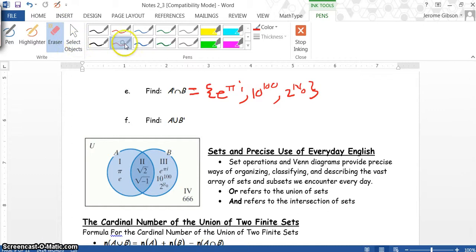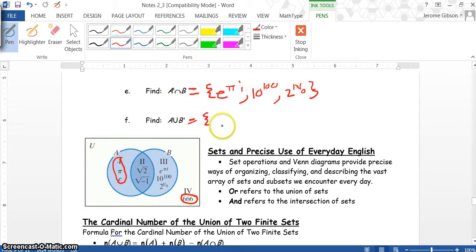The complement of B would be this here. It would be this 666 and also this value here, this pi and E. Okay, so now we want to take A and union it with the B complement, which would be actually this value here, and it's 666.